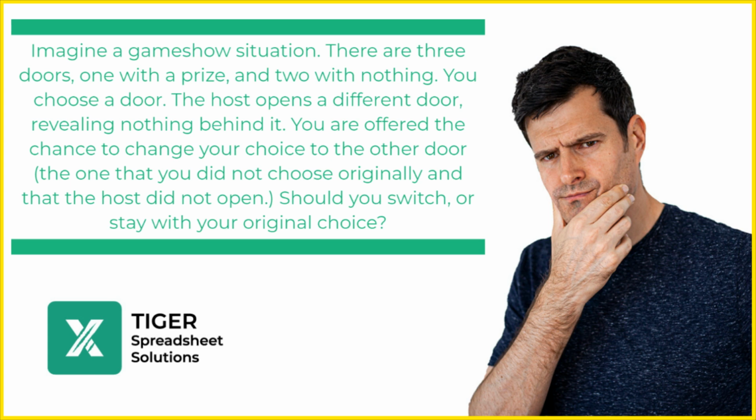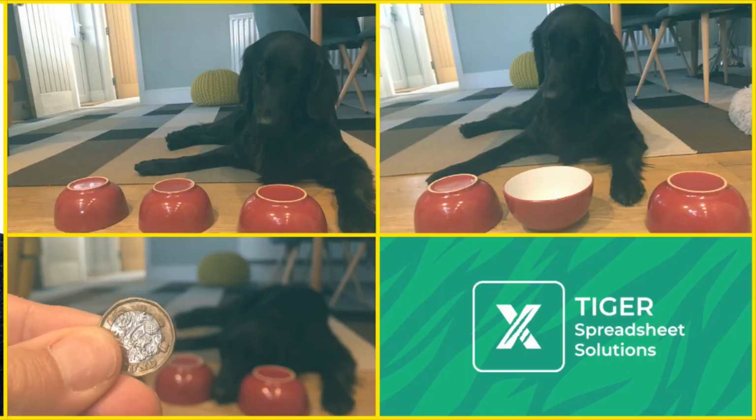Particularly, imagine a game show situation. There are 3 doors, 1 with a prize, 2 with nothing. You choose a door. The host opens a different door, revealing nothing behind it. You're offered the chance to change your choice to the other door, the one that you did not choose originally and the host did not open. Should you switch or should you stay with your original choice?